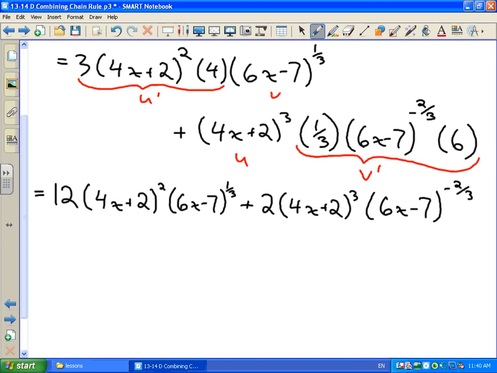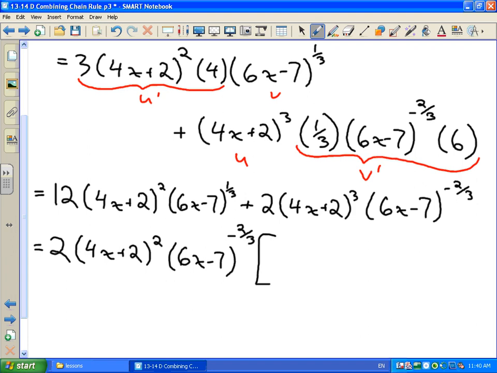And then I look for what I can factor out of this. So let's look at the coefficient terms first. 12 and 2, I can factor out a 2. 4x plus 2 is common to both of them, so I look for the lowest power, which is going to be (4x plus 2) squared. And then I've got a 6x minus 7, which is common. And again, I look for the lowest power, which is going to be negative 2/3. So that's what I can factor out.